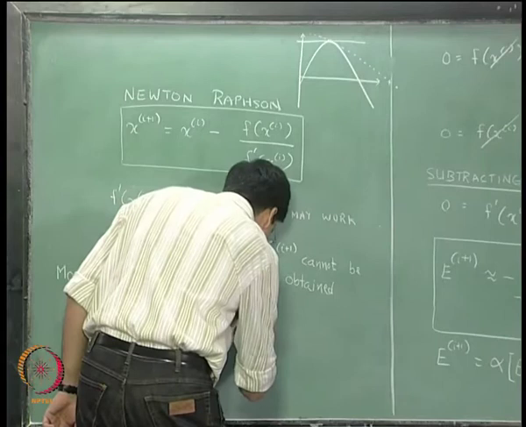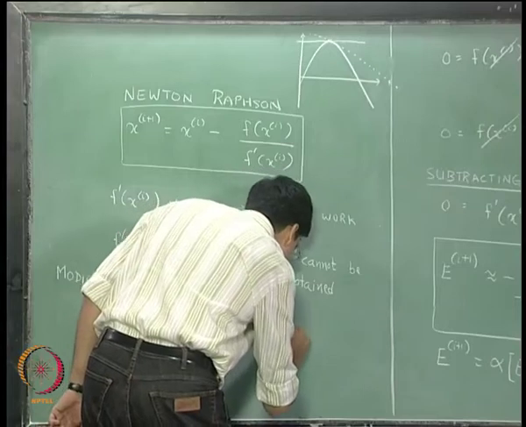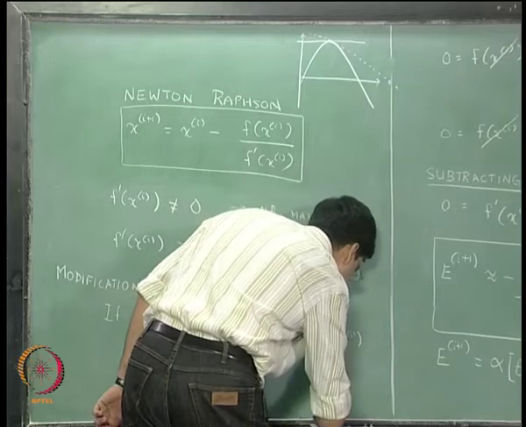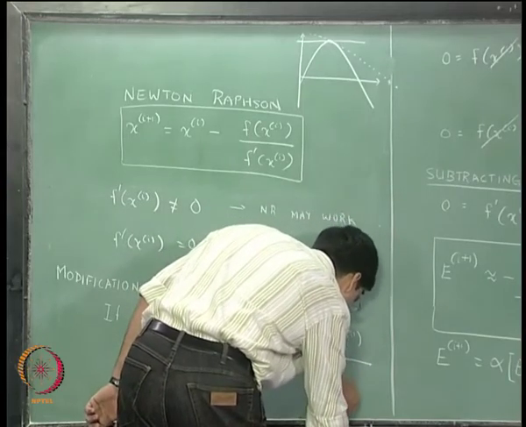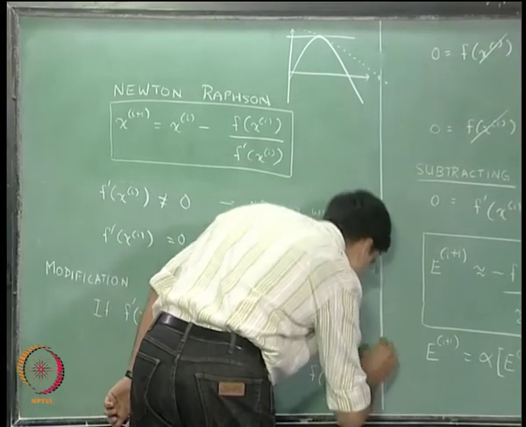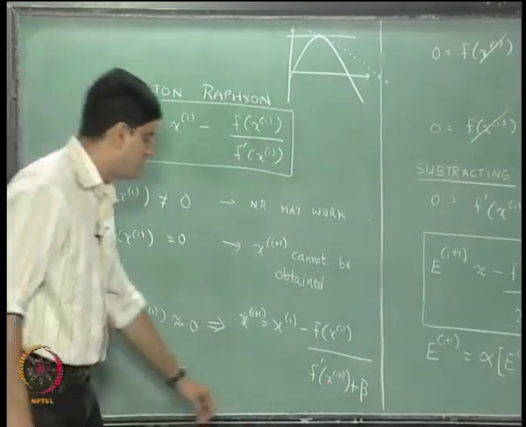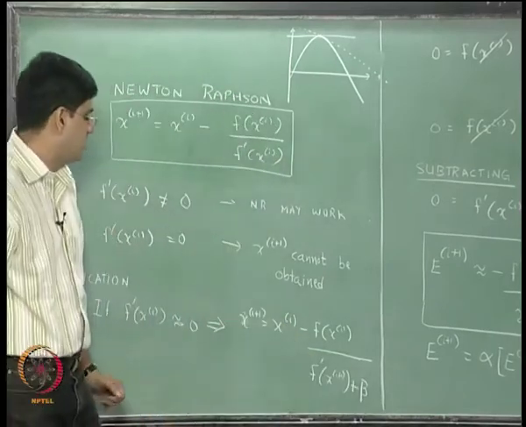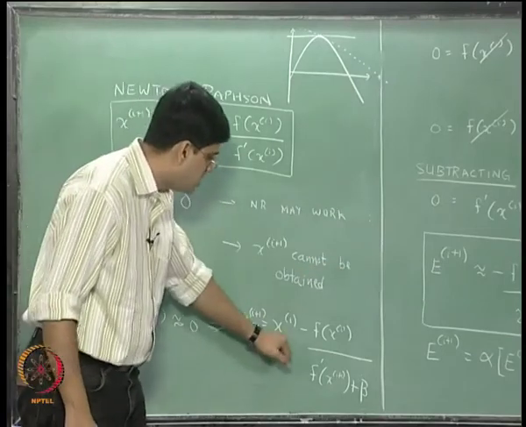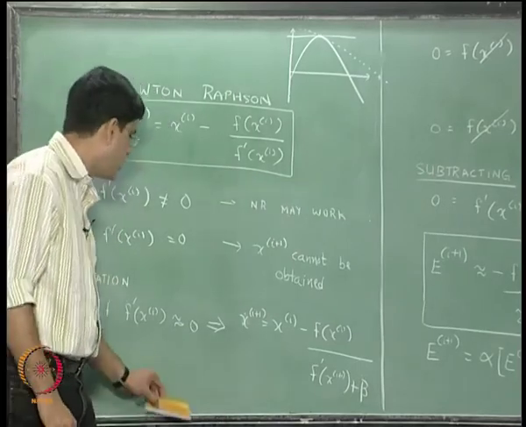So, in that particular case we will write our x i plus 1 equal to x i minus f of x i divided by f dash of x i plus beta, okay, where beta is a small enough number. A small enough number indicates essentially that we are giving the tangent a slight additional slope such that it intersects the x axis at a certain point, okay.